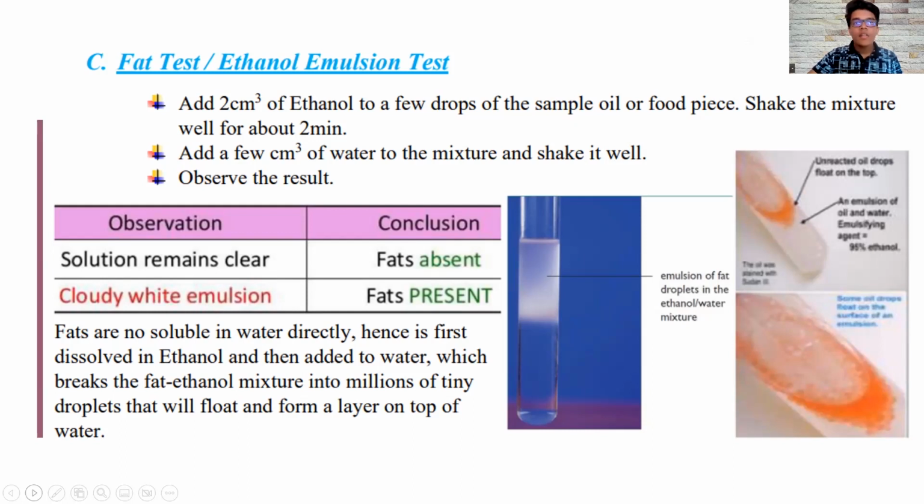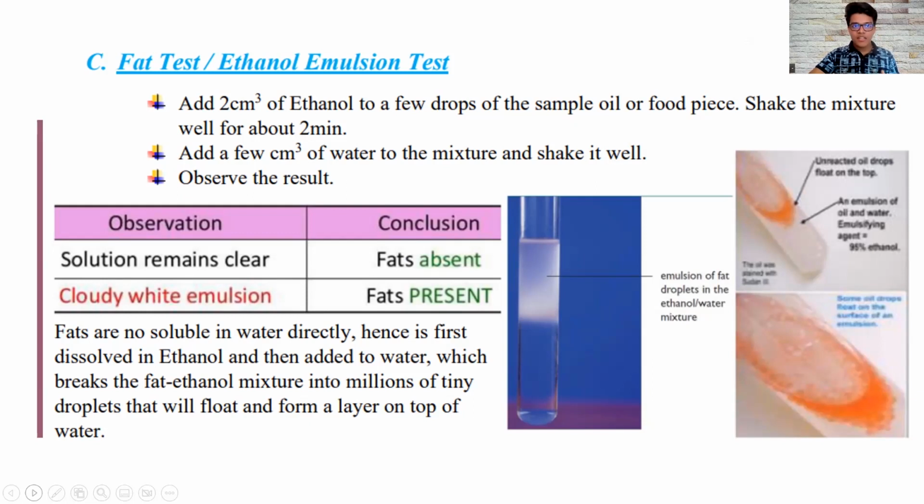The logic behind this test is that fat is not soluble in water directly, so ethanol is added to dissolve it. And then water is added that breaks the fat-ethanol mixture, forming millions of tiny droplets that would float and form a layer on top.